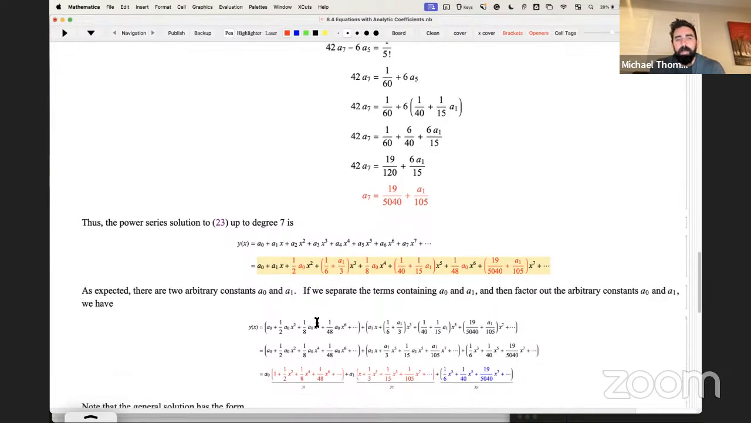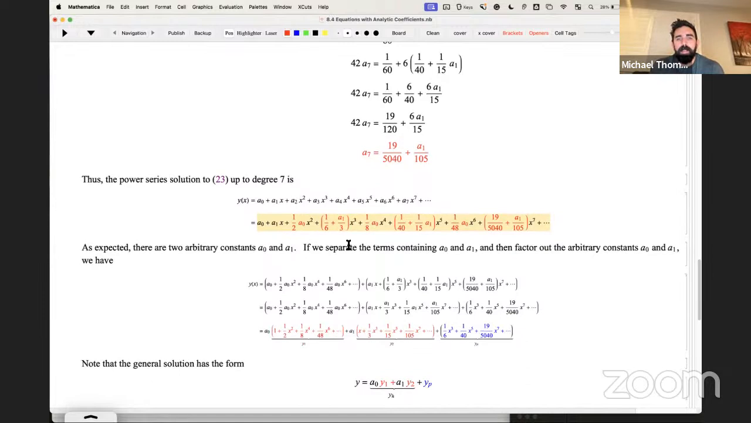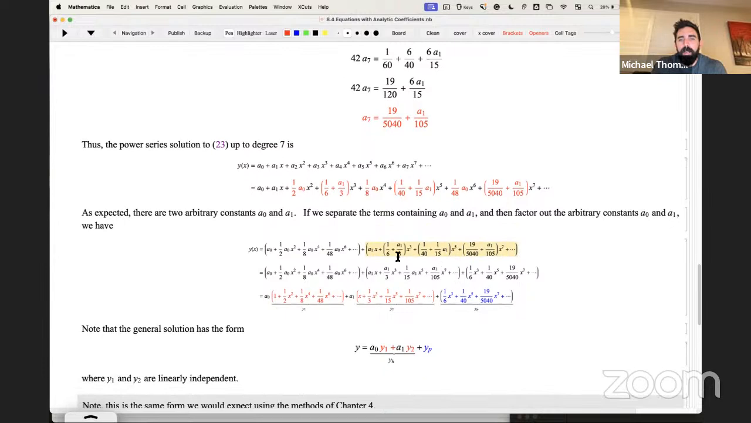There's our solution, but it's often helpful if we can decompose the solution so it looks like the solutions that we would have got using chapter 4 techniques. So let's start by separating out the A0 and the A1 terms. We can separate out all the A0 terms here, and here are all the A1 terms. And then we can further separate out some terms that don't involve A1, like so.